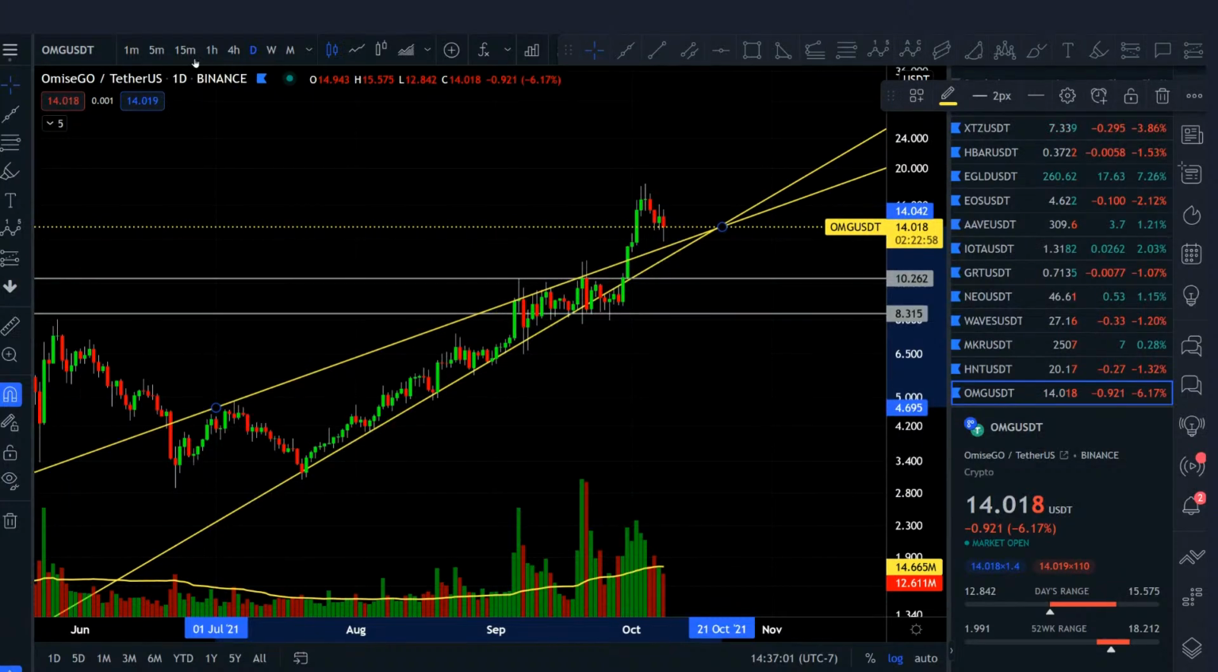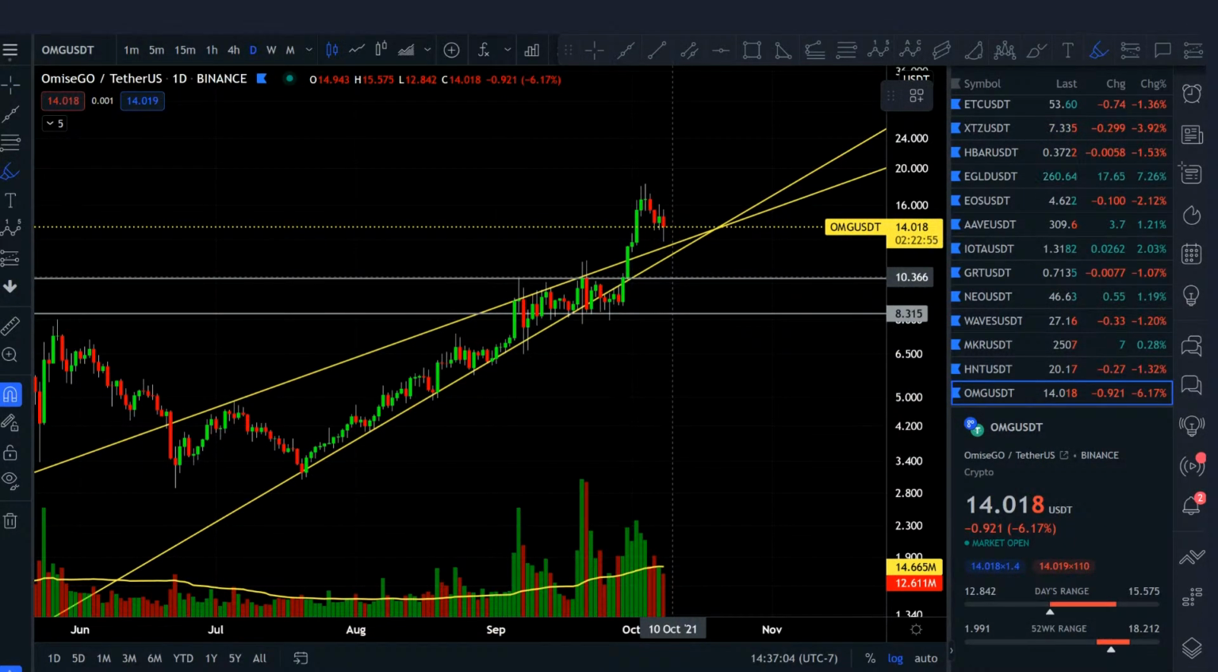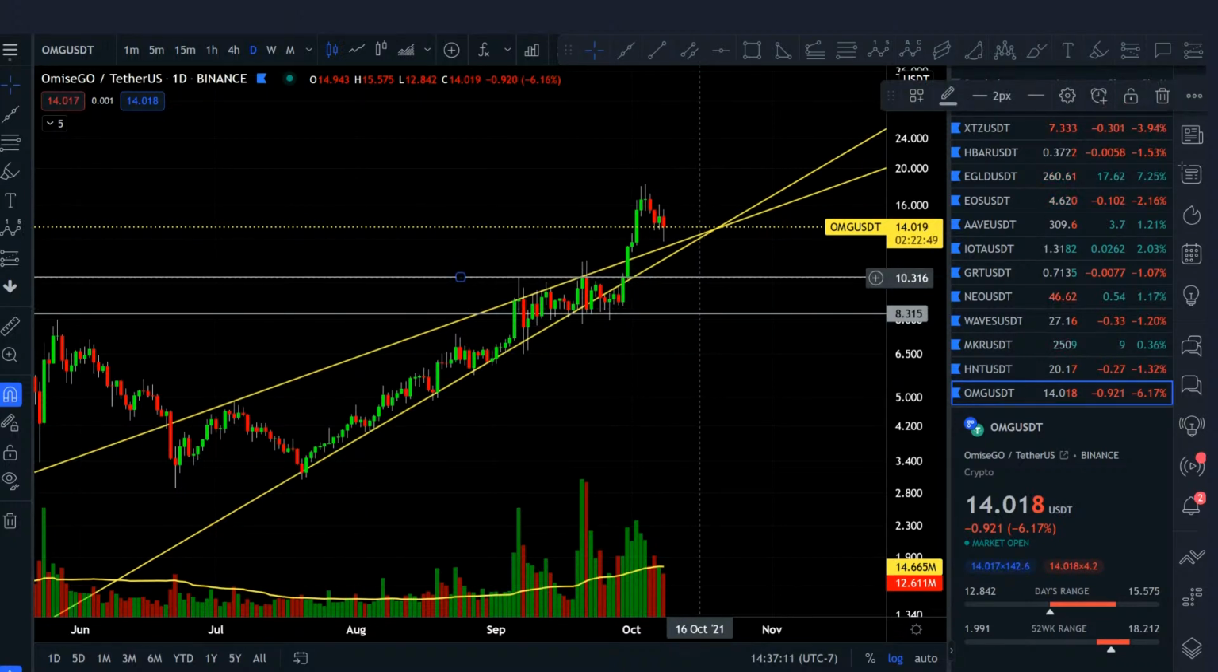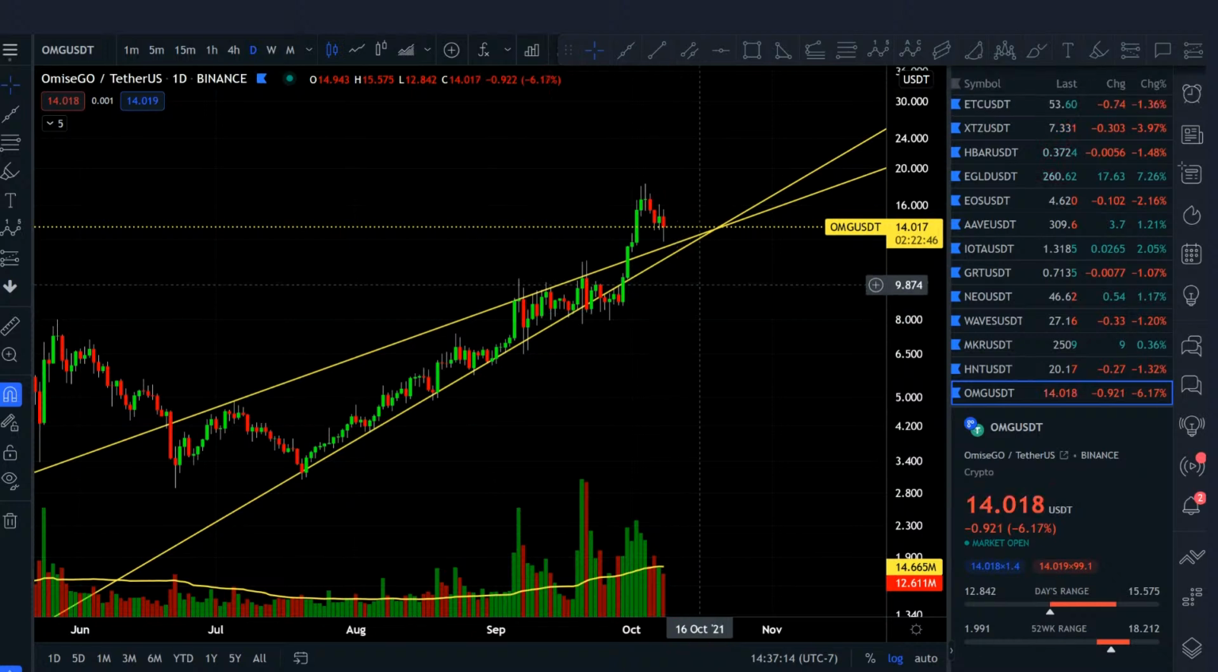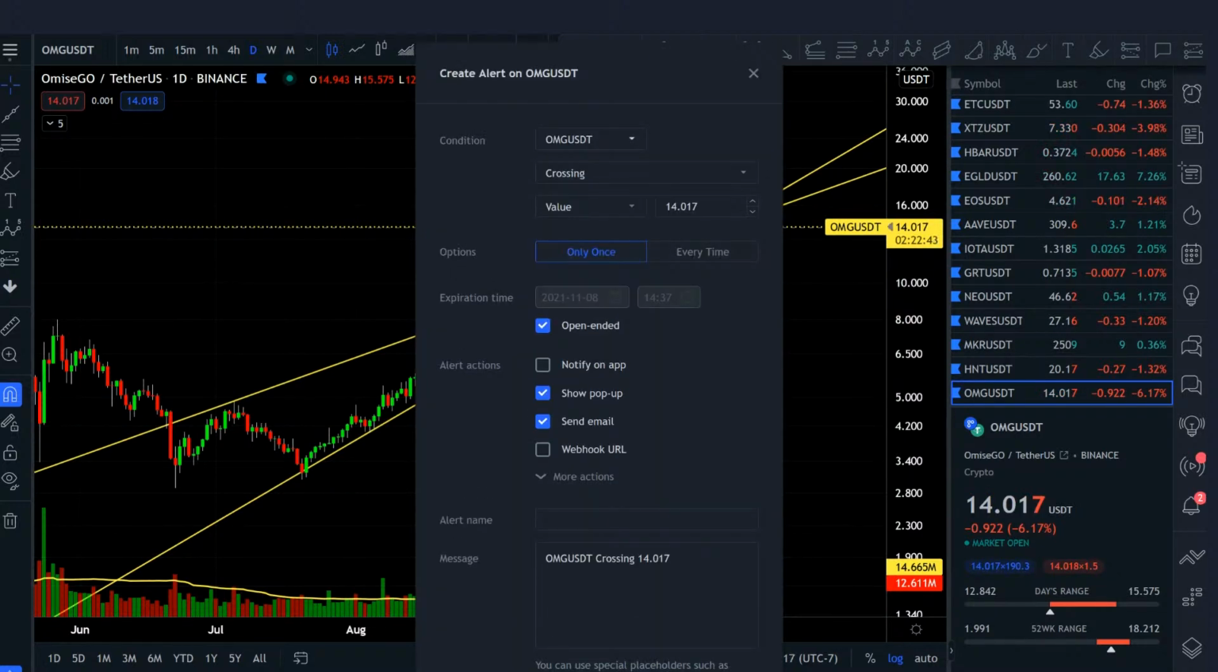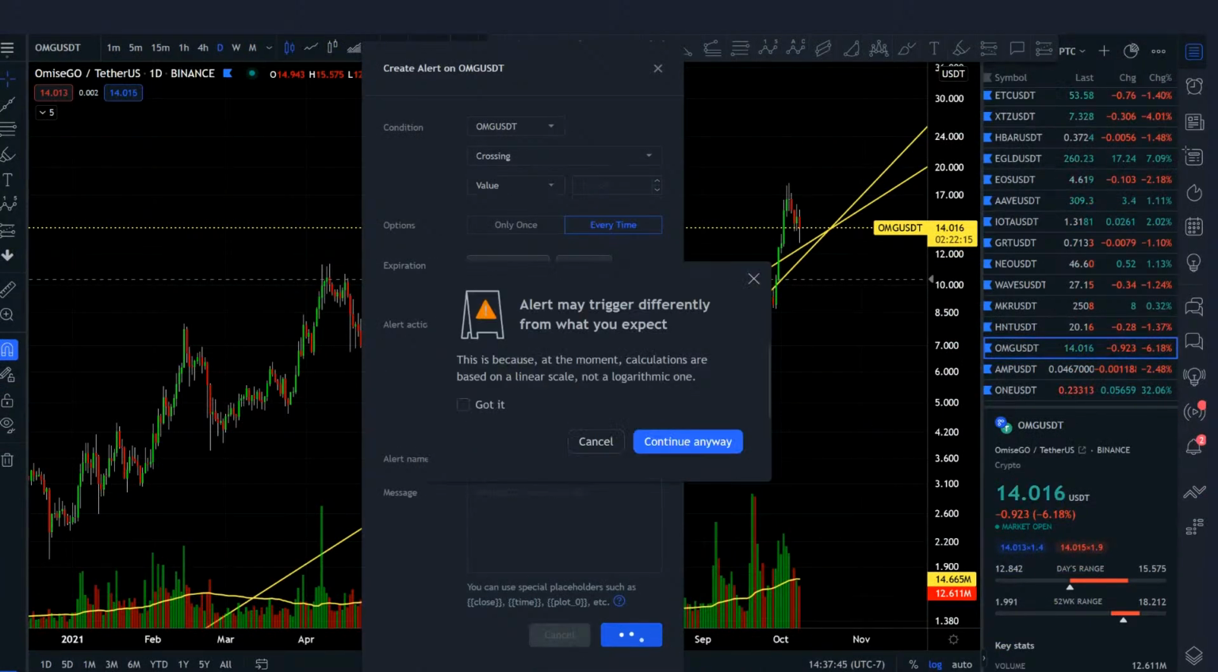So all you had to look out for on OMG was set one alert at 10:36, and I'll show you how to do that. Right here, you can turn horizontal lines into alerts. I don't know if you knew that. 10:36, OMG crossing, every single time. Open-ended, meaning it's never going to expire. Show a pop-up on my screen, send it to my email, and then I'm going to write 'OMG breakout of resistance play' to myself on a 1-day chart. And I'm going to create that.